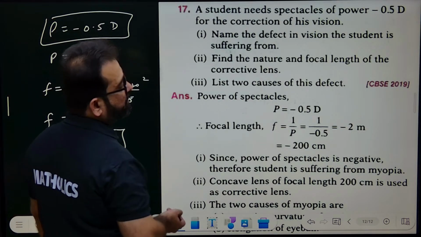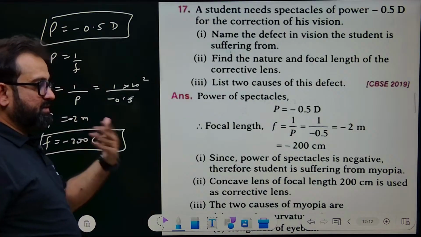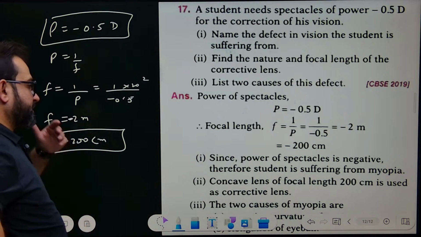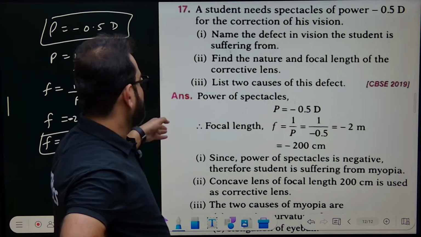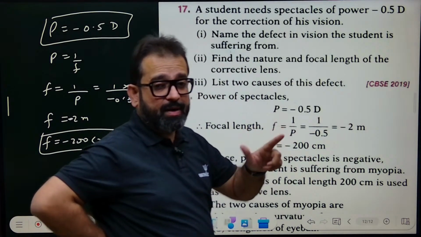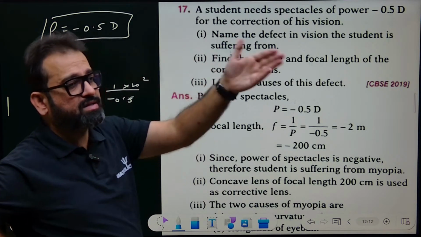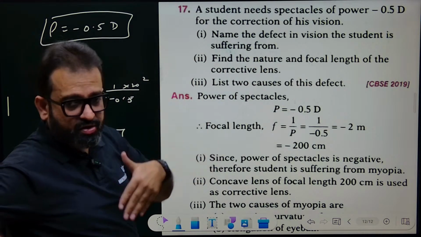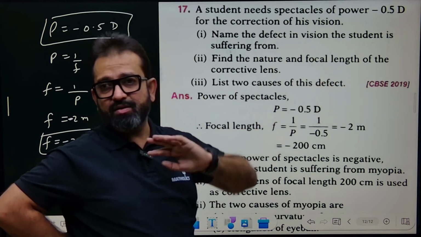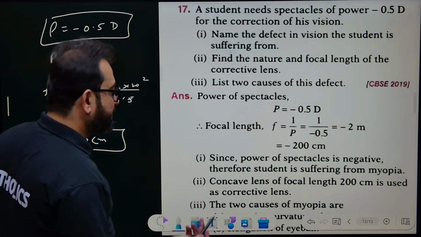Focal length is negative. What kind of lens must it be? Name the defect in vision the student is suffering from. Obviously, minus. That means myopic vision. Yes or no? So since the power of the spectacle is negative, the student is suffering from myopia. Myopia means long distance is not visible. Near objects are visible. Short sightedness. Shorter ones are visible, longer distant objects are not visible. That's why the power is negative, and a concave lens of focal length 200 centimeters is used.